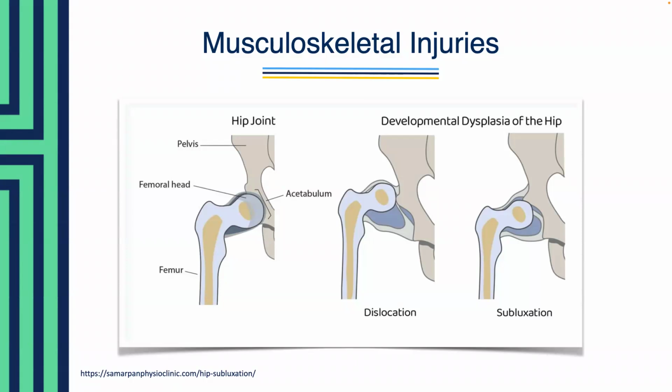Dislocations often require reduction to realign the bones and repair damaged structures. But in contrast, we have subluxation. And subluxation involves less severe displacement and soft tissue injury. This is a partial but temporary dislocation where the joint surfaces remain partially in contact. So the joint capsule and ligaments may be stretched or partially torn, but their articulating surfaces maintain some contact.